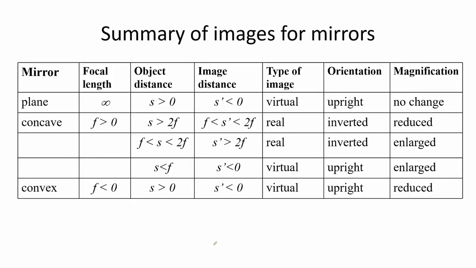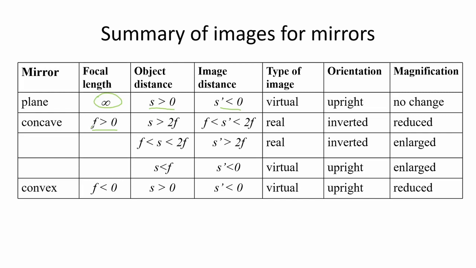Here we have a summary for the type of images that can be produced by different mirrors. The plane mirrors have an infinite value of focal length, which approximately results in a plane flat mirror. The distances S and S' are equal but in opposite directions as indicated here. For the concave mirror it has a positive focal length by the nature of its relationship with the outgoing light, which is that they are on the same side.